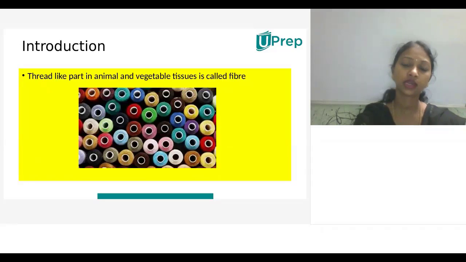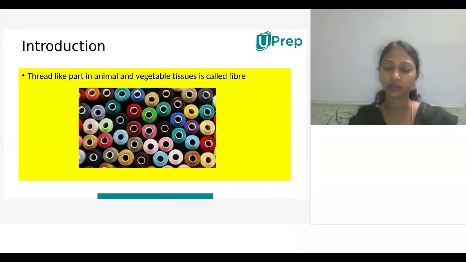So thread-like parts in animals and vegetable tissues are called fiber. Sometimes these thread-like things come mainly from animals, especially wool. Understood? When we consider wool, children, it is extracted from the fur of the sheep. After peeling off this wool, it is treated.